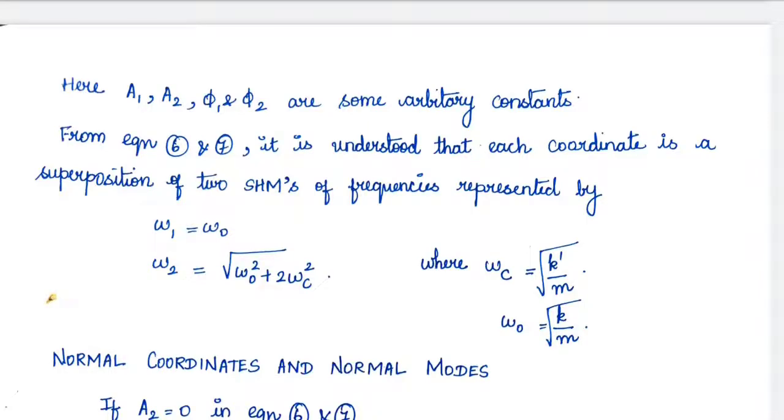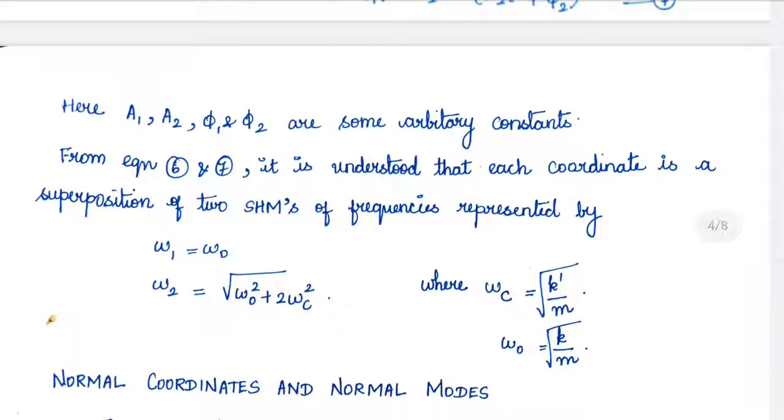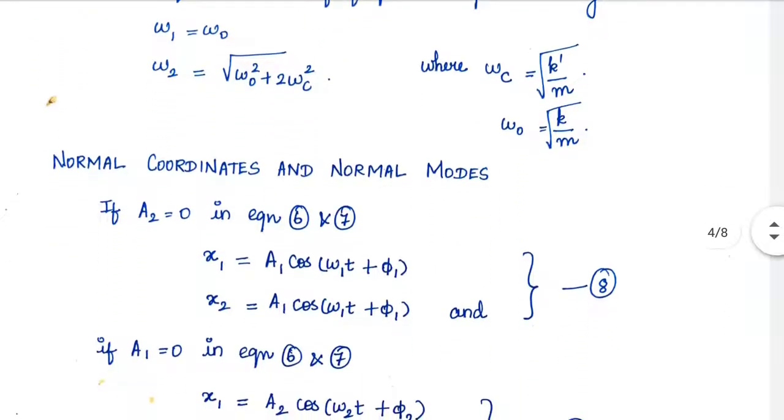So now from equations 6 and 7, we can verify that each coordinate is a superposition of two simple harmonic motions of two different frequencies. That means in x1 and x2, each coordinate will involve two frequencies, omega 1 and omega 2. Omega 1 is nothing but the natural frequency with which each linear oscillator would have oscillated, which is given by root of k by m, and omega 2 is root of omega naught square plus 2 omega c square, where omega c is the critical frequency, given by omega c equal to root of k prime by m.